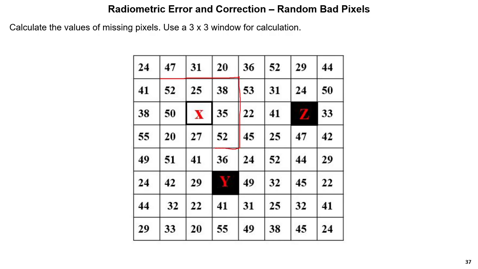So for X, the 3x3 window will be this particular box, and for Z, this will be this 3x3, and for Y, you have to take this window. Then you calculate the average of the values, divided by 8 pixels. So that will be X, Y and Z. You just need to compute the average of these 8 pixels. So can you quickly calculate?